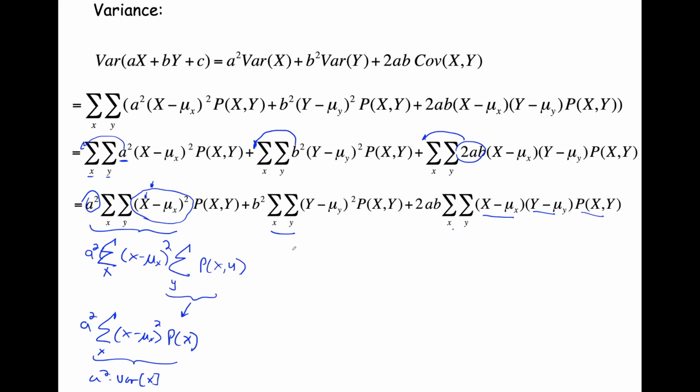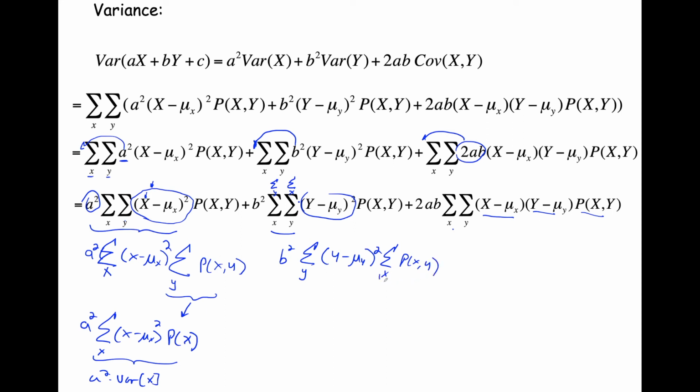I do the same thing here. I write b squared, and now when I look here, I have a summation involving x and a summation involving y. I can arrange these summations differently, so that my summation with respect to y is on the outside and the summation with respect to x is on the inside. If I do that, this term involving y looks like a constant underneath that summation with respect to x. So I can write b squared, summation with respect to y of y minus mu sub y, quantity squared, summation with respect to x, p of x, y.